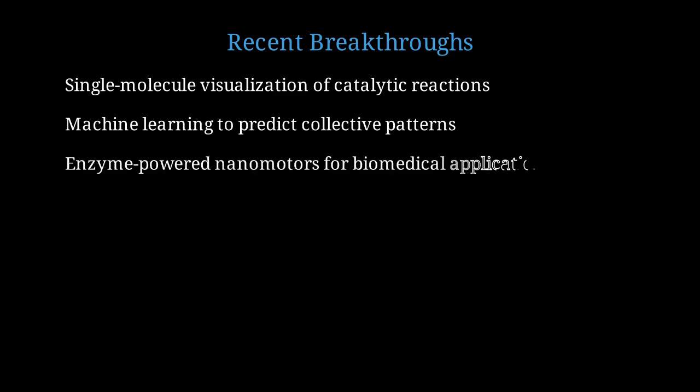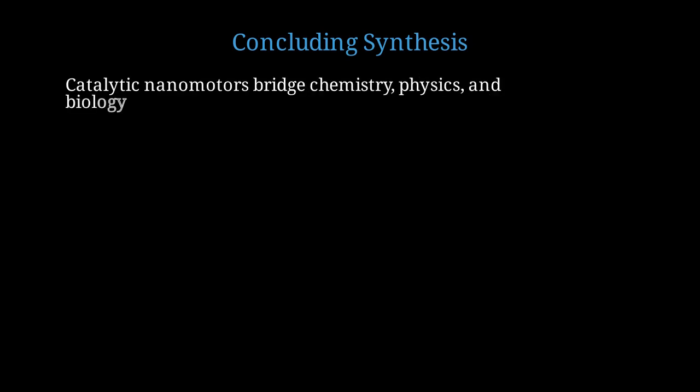Development of enzyme-powered nanomotors that use biological fuels like glucose or urea has opened up possibilities for in vivo applications, since these fuels are present in biological fluids. Let me synthesize what we've covered in this lecture and emphasize the key conceptual takeaways. Catalytic nanomotors sit at the intersection of chemistry, physics, and biology. They're chemical reactors, physical swimmers, and functional mimics of biological organisms, all rolled into microscopic particles.